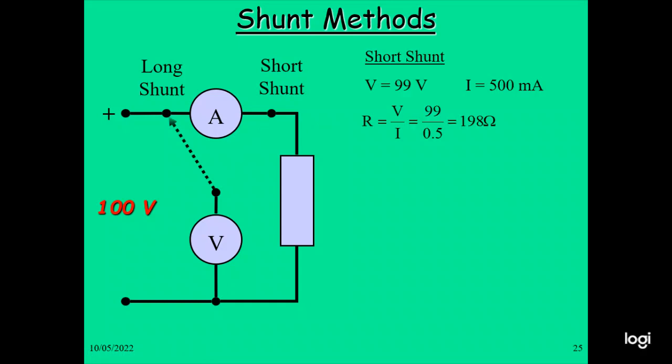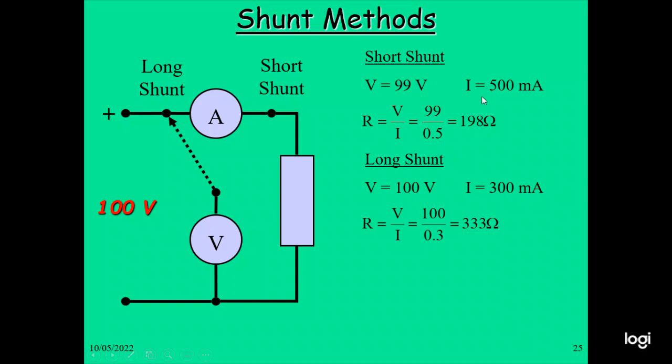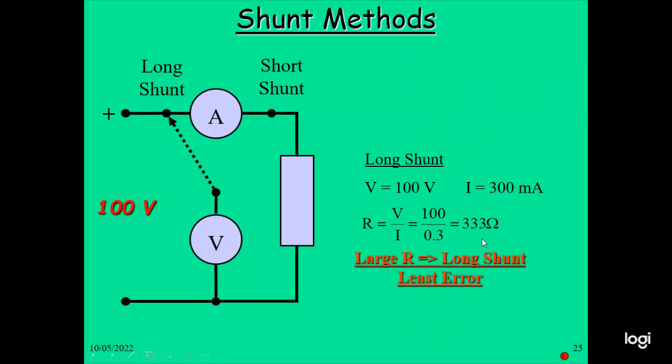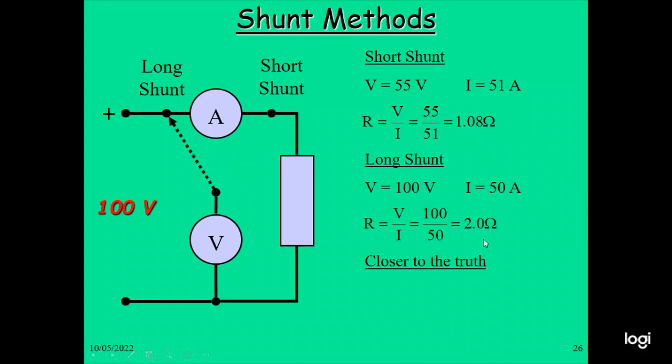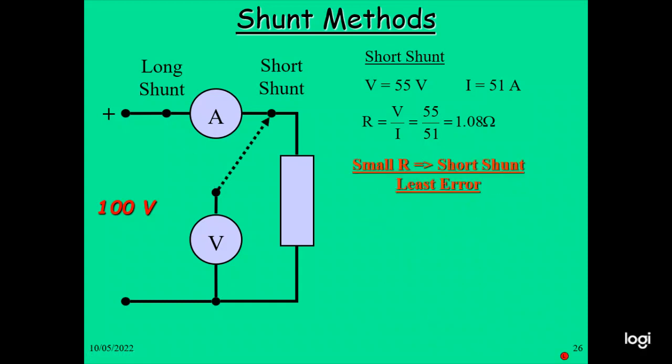Supply voltage 99 volt, current 500 milliampere, R equals V by I, 99.5, you get 198 ohm. Long shunt method: voltage 100 volt, I is 300 milliampere, R equals V by I, 100.3, 333 ohm. So this is the long shunt method and short shunt method diagram.